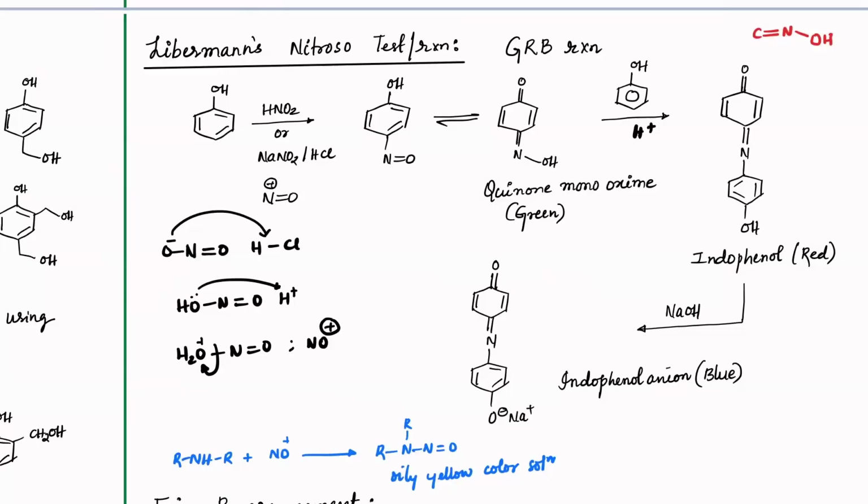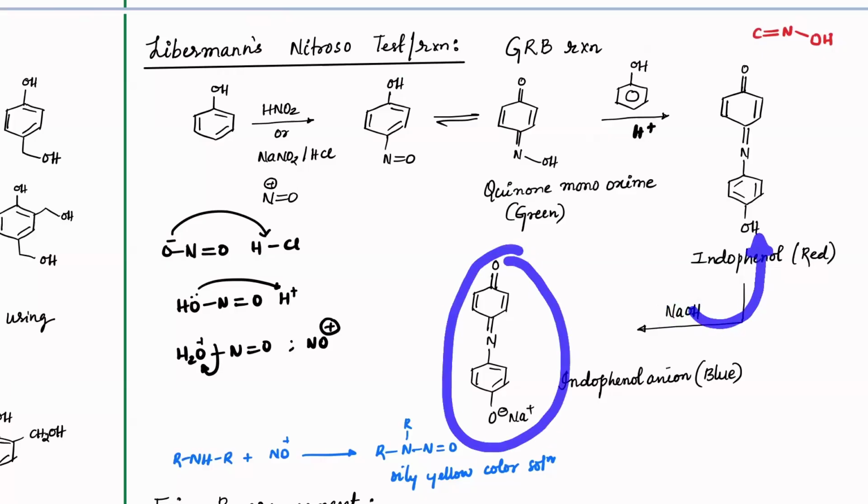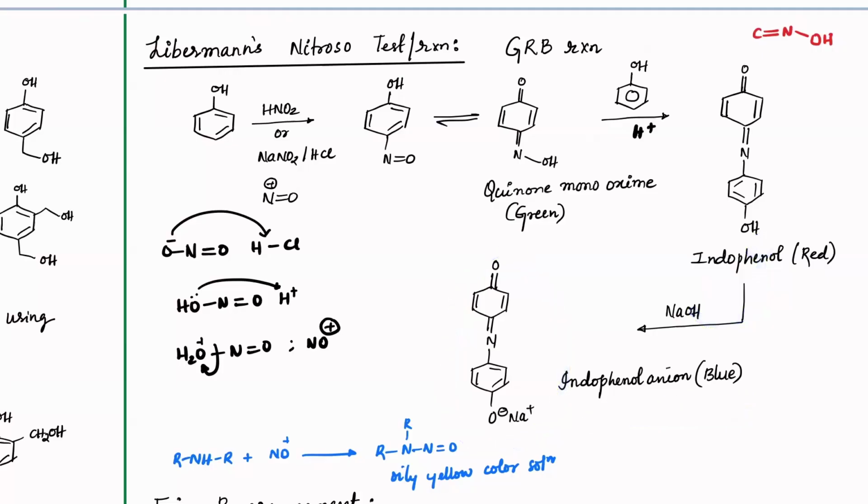So in Liebermann nitroso test, when you react with HNO2 or NaNO2, first a nitroso compound will come. And nitroso in the quinoid form appears green in color. Okay. And then when you react with one more mole of phenol in acidic medium, this is the compound which you will get, which is called indophenol. Indophenol is red in color. And when you take it with NaOH, OH minus will take away H plus and convert it into this, which is blue in color. That's what is called the GRB test or Liebermann nitroso test.